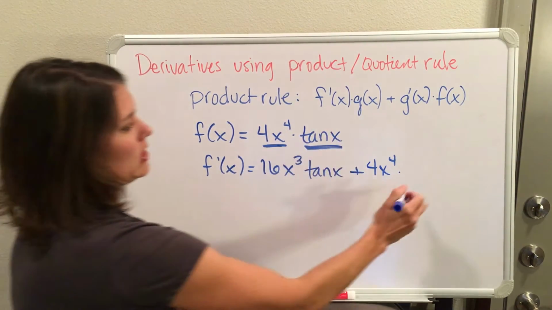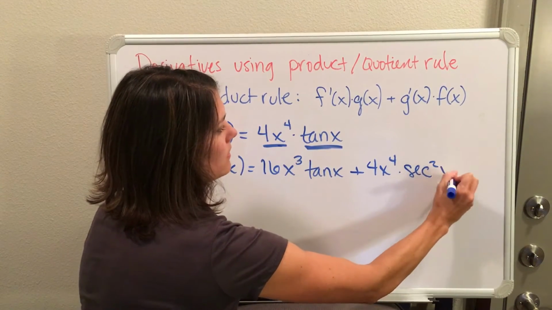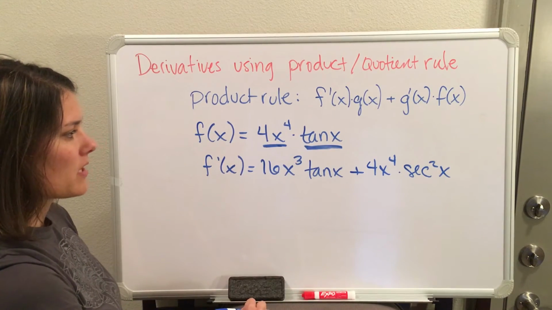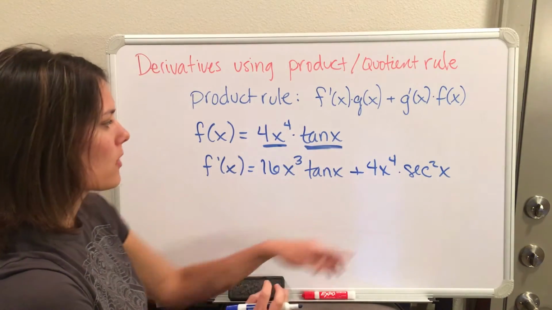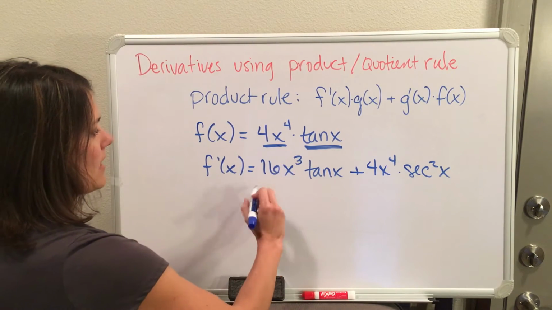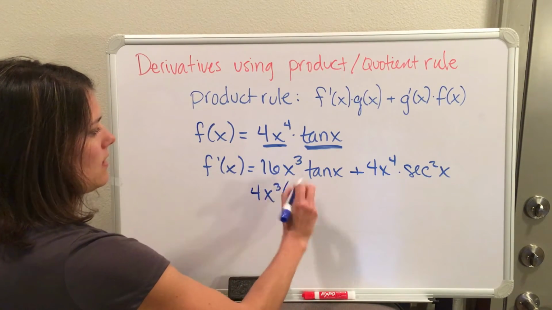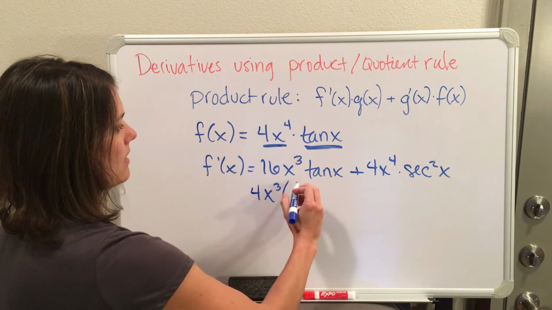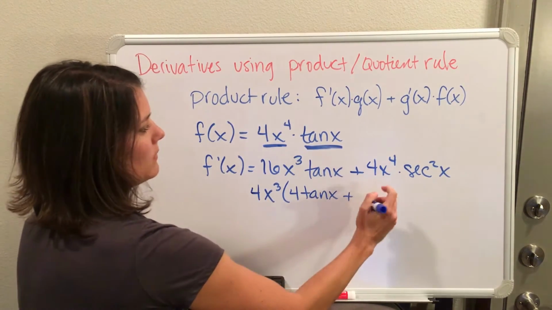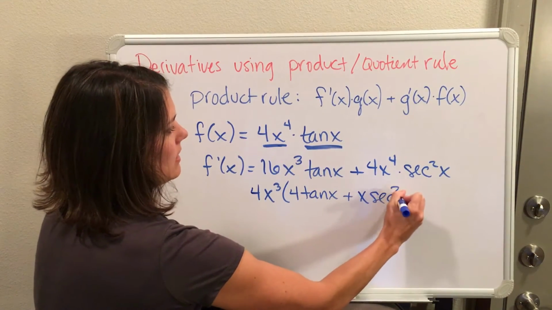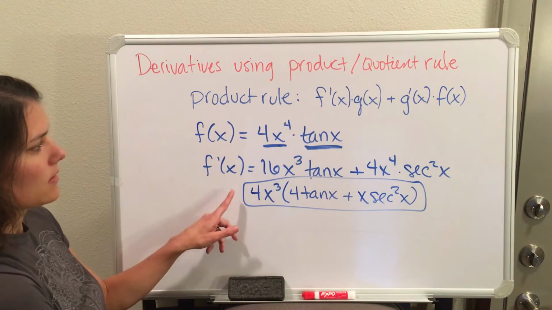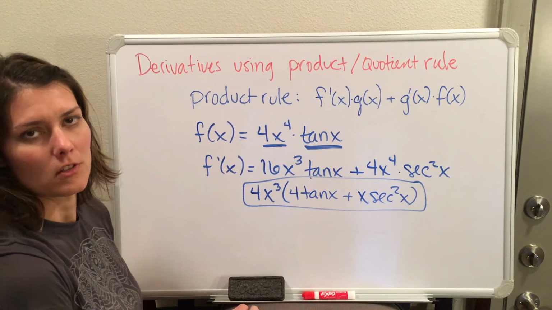The derivative of tangent is secant squared of x. There's not really a whole lot of simplifying you can do. You can factor out a 4x to the third power, and so that's what I'll do next. I will take out a 4x to the third, and in this case I'm left with a 4 tangent of x, and here I'm left with 1x times secant squared of x. And this equation right here represents the slope of your original function.